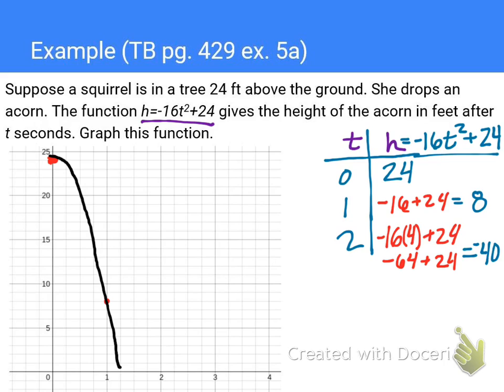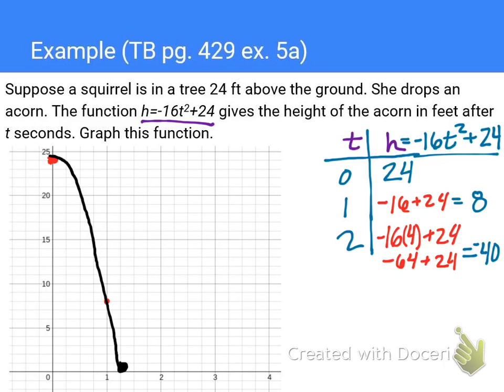Okay, but I'm not going to put an arrow here because doing that would mean that it's going to keep going, but for this equation, or this situation, it's dropping an acorn, and the acorn hits the ground. Okay, so once it hits the ground, it's not going to keep going negative height, it's just going to stop there. So I just put a dot here.